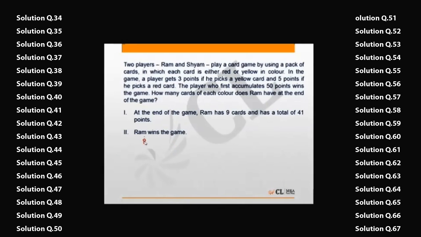In this question we know that Ram gets 5 points if he picks a red card, and if he picks a yellow card, he gets 3 points.